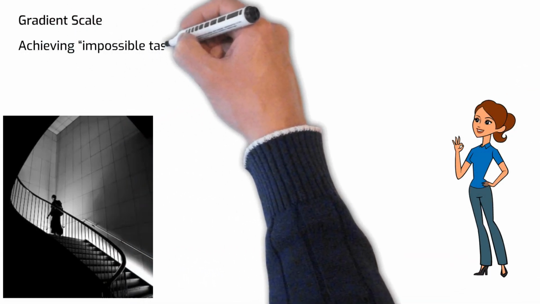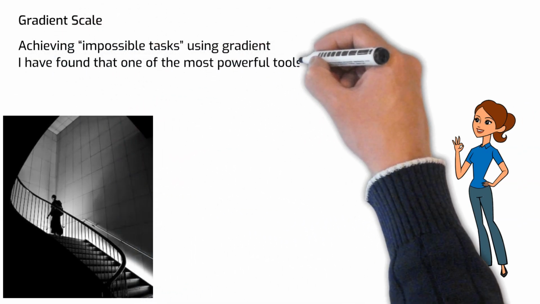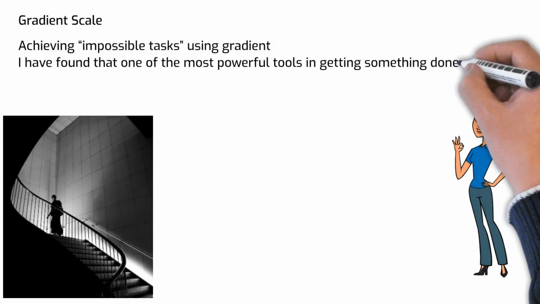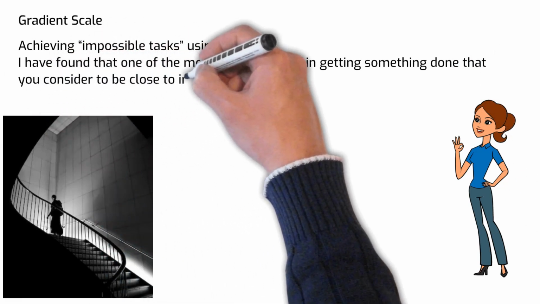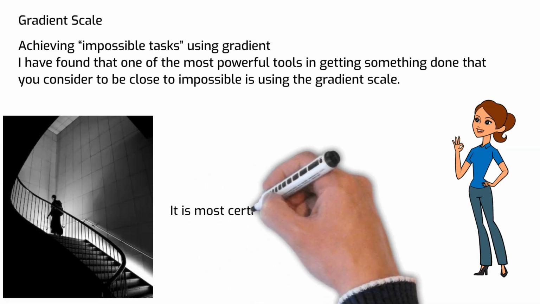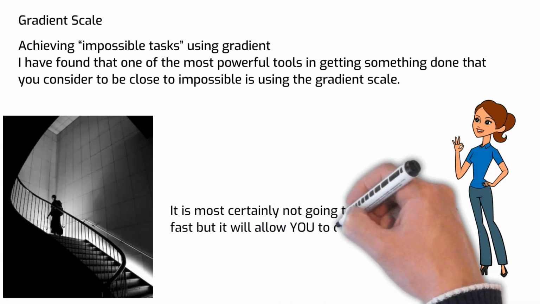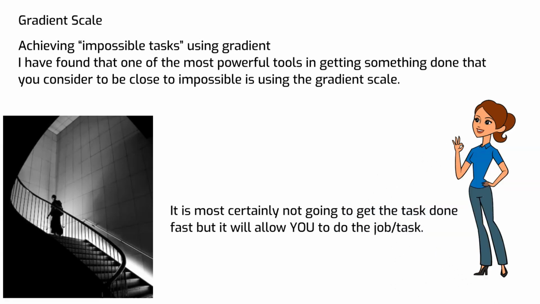Achieving impossible tasks using gradients. I have found that one of the most powerful tools in getting something done that you consider to be close to impossible is using the gradient scale. It is most certainly not going to get the task done fast, but it will allow you to do the job or the task.